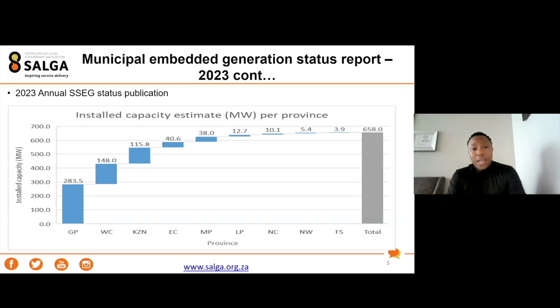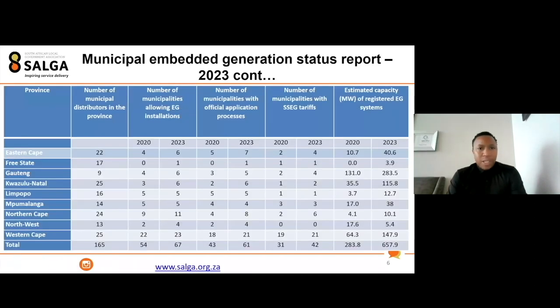As you can see in the picture, in the Gauteng province, which is where we're sitting right now, there's quite a lot that has been installed, about 283 megawatts. This slide, I won't take a lot of time on it because it's just giving the numbers from 2020, how they've been increasing quite exponentially. But I still do think that the embedded generation that we have in this report that we collect every year, SALGA, is nowhere near the real embedded generation that is out there in the system.